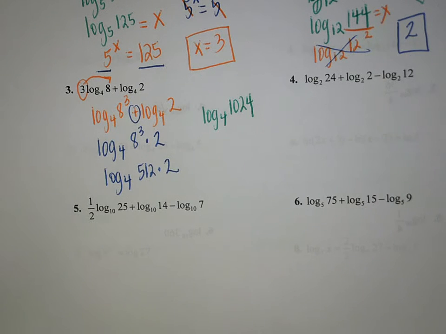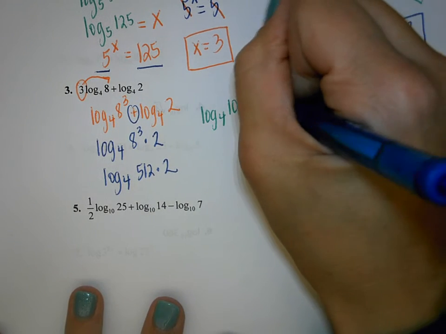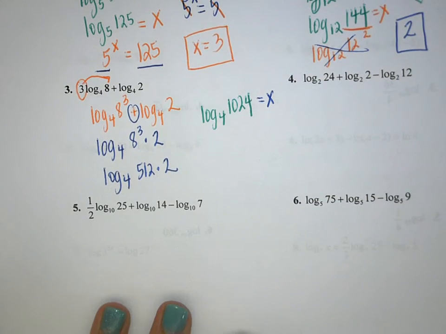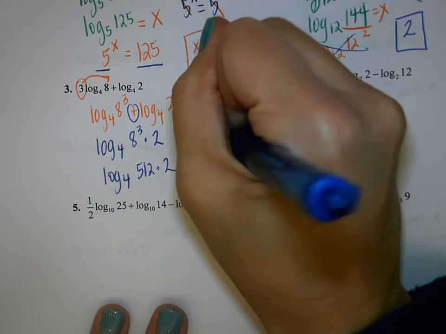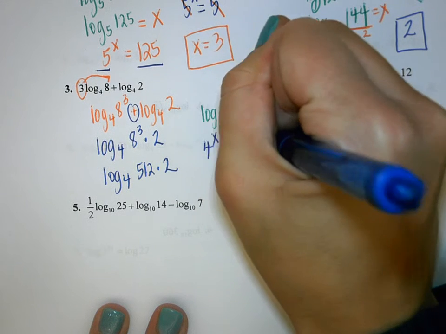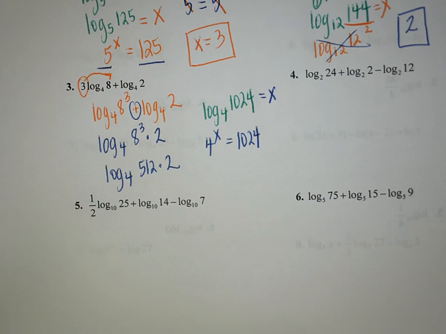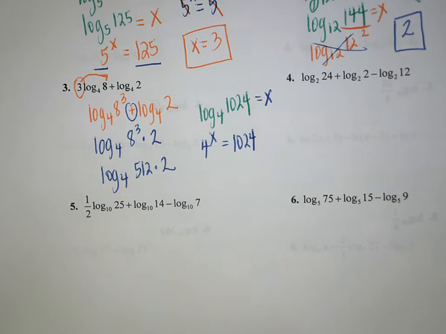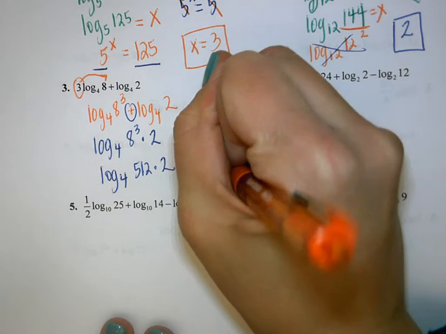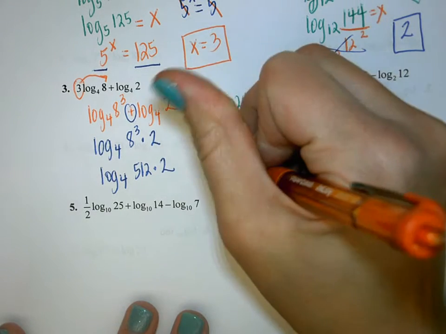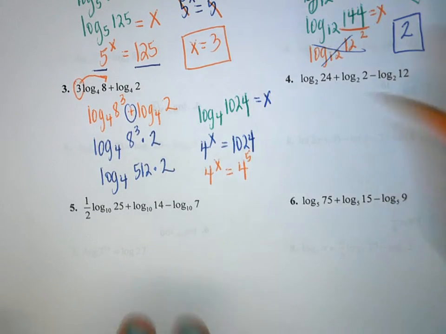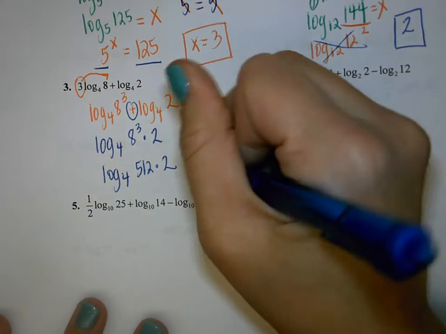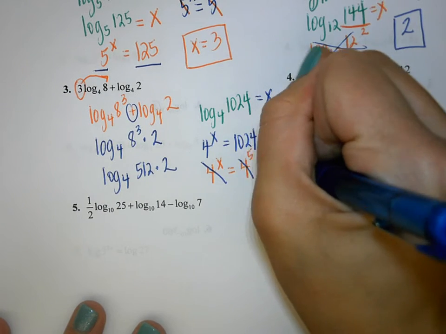And then again, it's up to you on how you do this, but I'm going to go ahead and put equals x this time. So when I change this to exponent form, I'm going to get 4 to the x equals 1024. So I know that I need base 4. And so you're going to have to basically just kind of guess and check to figure out 4 to what power makes 1,024. If you're going to punch some numbers into your calculator, or if you just multiply them out in your head, you end up getting 4 to the 5th power equals 1,024, which means that my answer is 5.